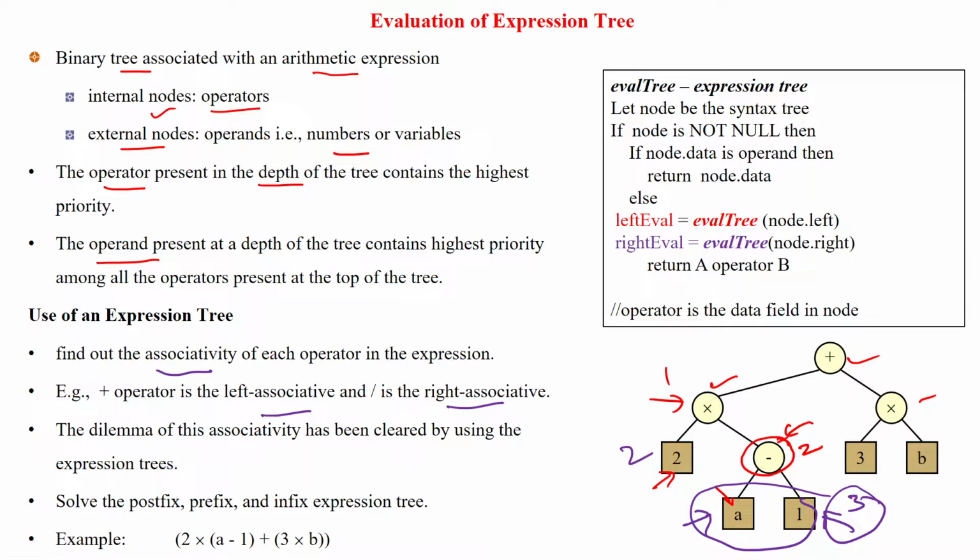And here the expression tree will be given as an input, and each node will have a character that may be an operator or operand. If it is an operand, then it will return the node dot data, or we have to identify the left value and right value. Then we can apply the operator between two operands to calculate the value. So here the data is given.